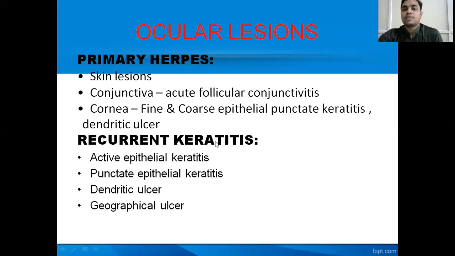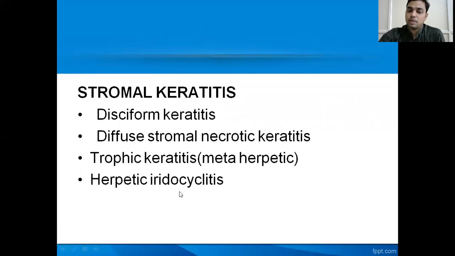In the cornea, what is the superficial layer of the cornea? The epithelium. So first the epithelium is involved. In that we see fine and coarse epithelial punctate keratitis. And if the superficial stroma is involved, the characteristic lesion we see in herpes simplex virus is the dendritic ulcer. So basically, the ocular lesions are primary herpes, where the patient is infected with the herpes simplex virus for the first time, and second one is recurrent keratitis, and third one is stromal keratitis.